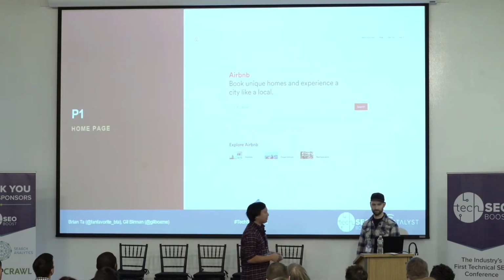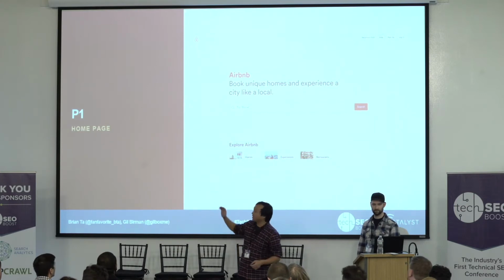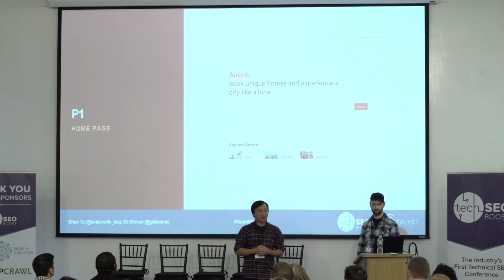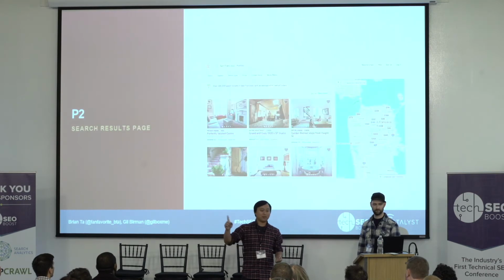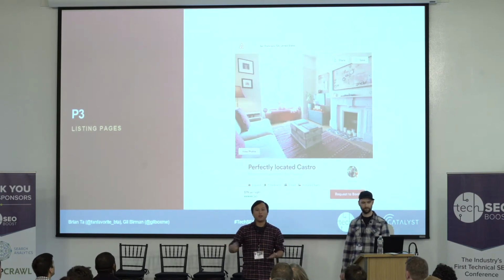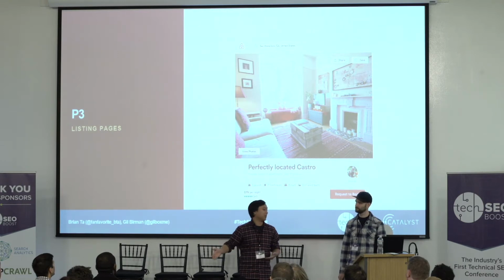But before we move on, we are going to be using a little bit of slang. These are some internal Airbnb words that I want to make sure everybody's aware of. The first one is our homepage, which we call P1. That's the first click. Our search result page we call P2, and our listing page we call P3. So P1, P2, P3 is just a user journey: homepage, search result page, listing page.